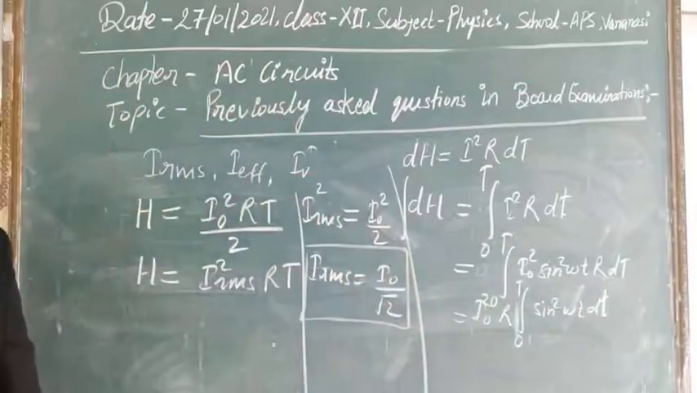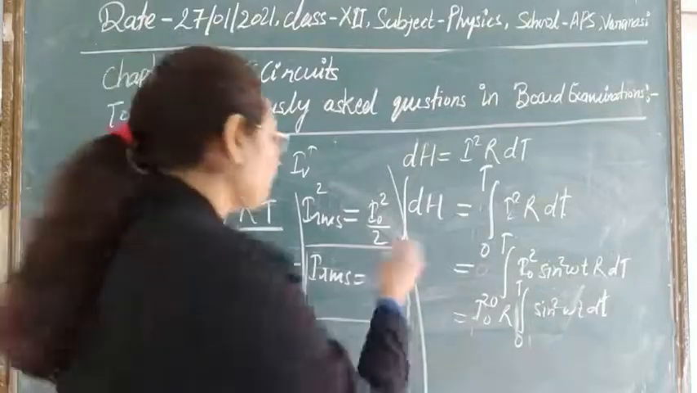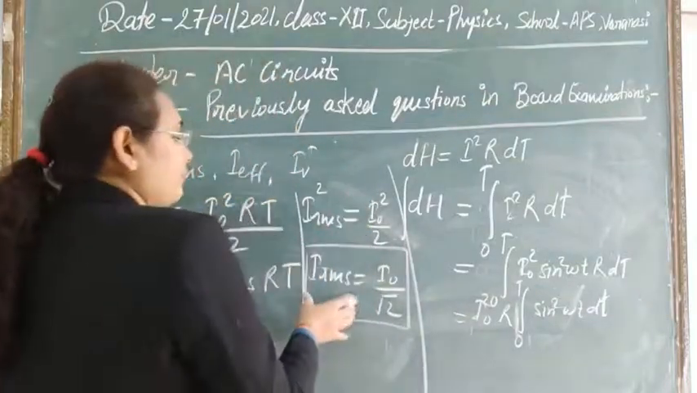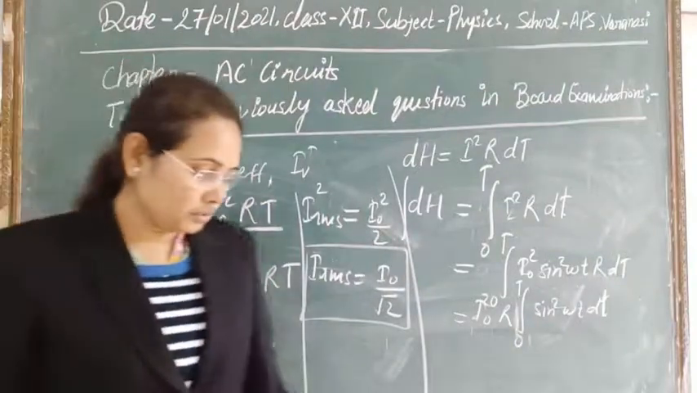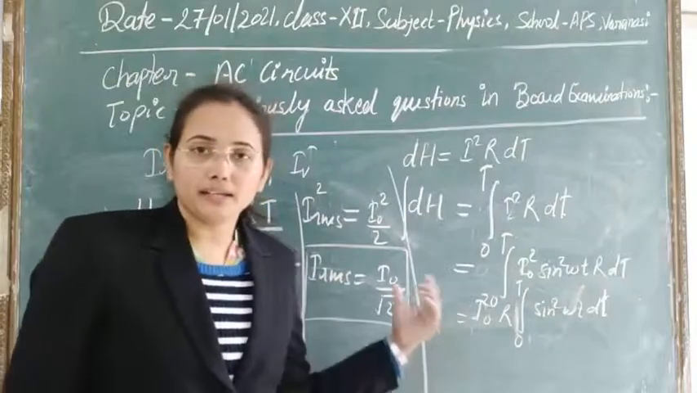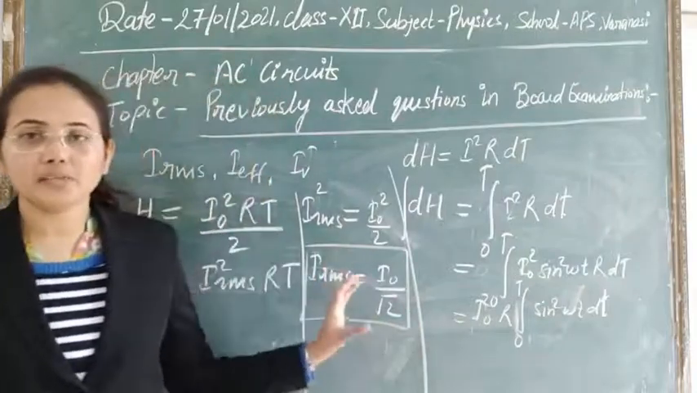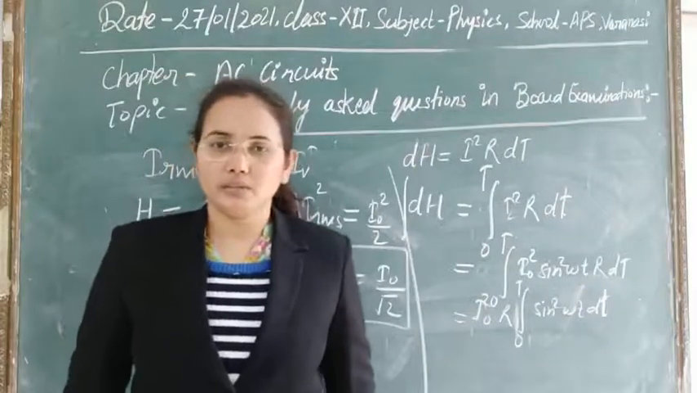So this is the RMS value of current, and in the same way we can derive an expression for the RMS value of voltage. So that will be ERMS is equal to E0 upon root 2. So these two things were important, how to derive these expressions for IRMS and VRMS, or ERMS, whatever you can write for the voltage.